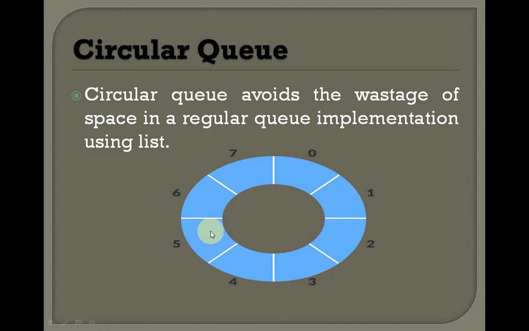What is the use of circular queue? A circular queue basically avoids the wastage of space in a regular queue implementation using a list. Whatever, the circular queue covers the demerits of linear queues. Okay, how?